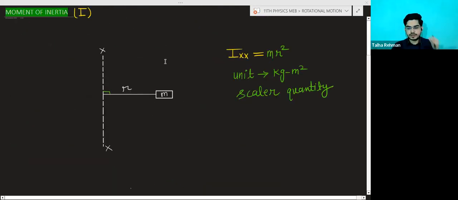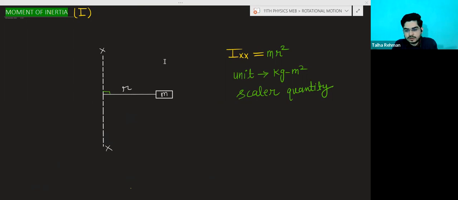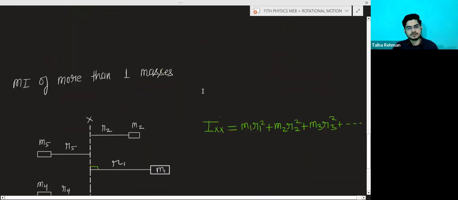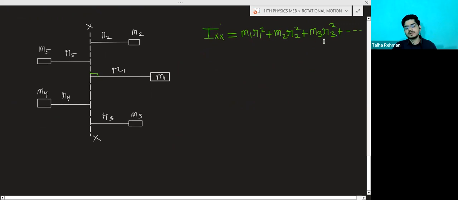So we were discussing the moment of inertia. As in linear motion there is mass, in rotational motion the analogy is moment of inertia. For an isolated or single mass, the moment of inertia will be mr square. If there are discrete masses like this, then the moment of inertia will be like this.